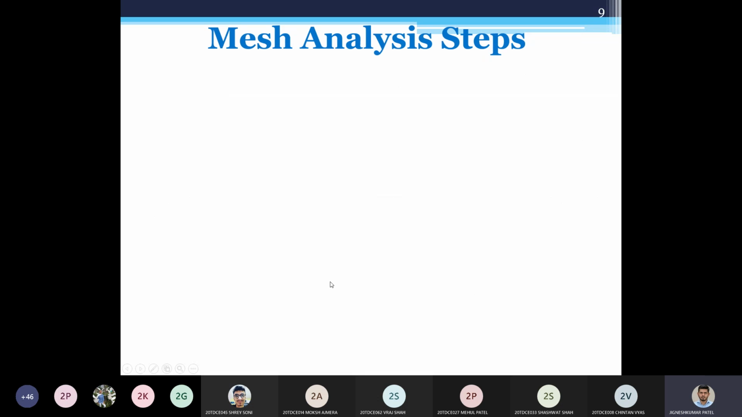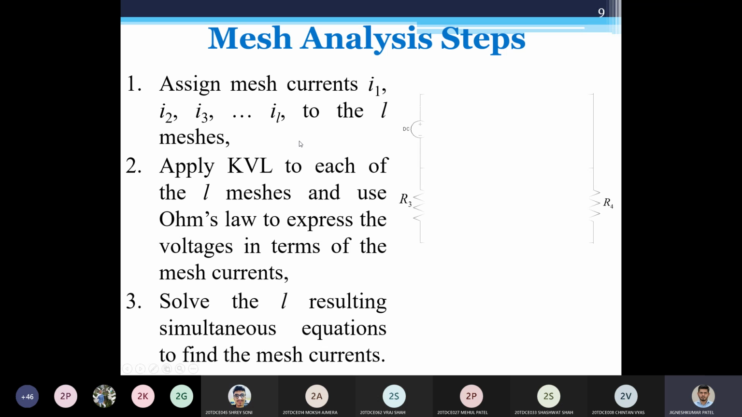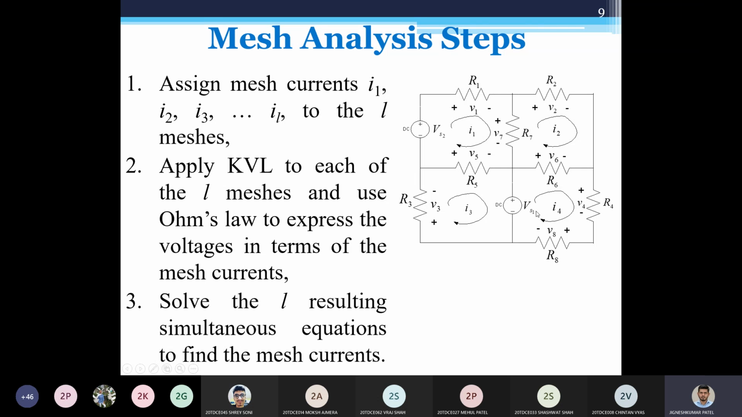Now, how to apply this mesh analysis? There are steps. First, assign mesh currents. For this circuit, let us say this is the network where I am going to apply my mesh analysis. So the first step is to find the loop currents. First of all, I have to find the meshes. Let us say this is my first mesh. There is no other loop inside, so I can say this is mesh 1. The resistance is shared by two different meshes, but we'll take care of that at a later stage. There is one more mesh here.